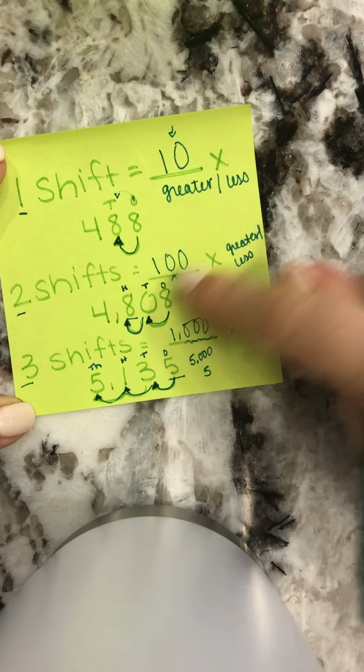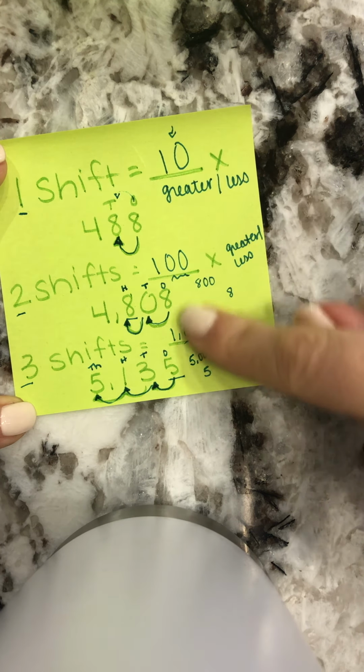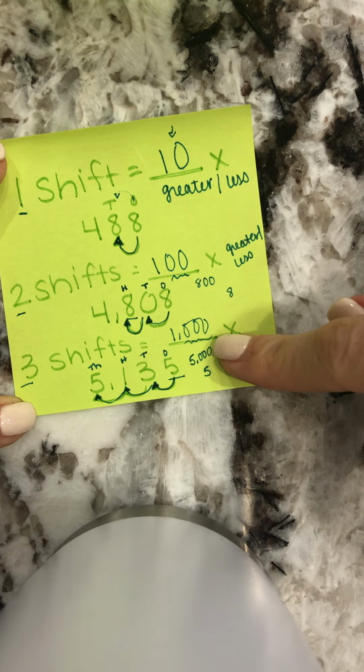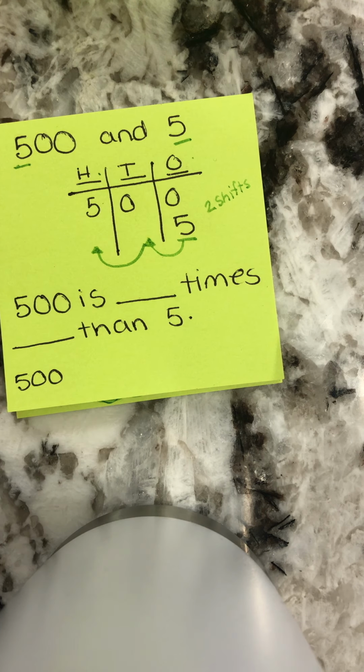All right, remember, this is our homework always and forever. We need to try and remember this. 1 shift, 10 times. 2 shifts, 100 times. 3 shifts, 1,000 times. Let's see if this helps us with our example here.